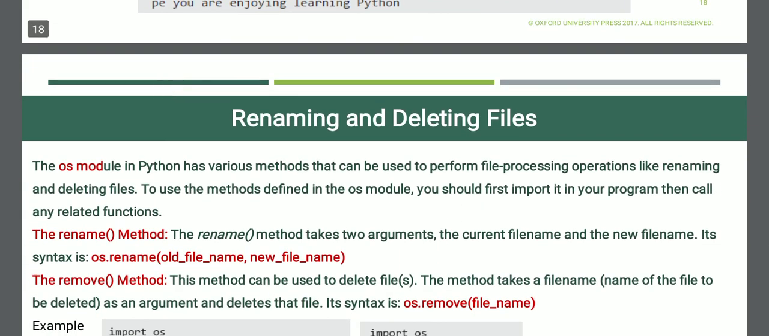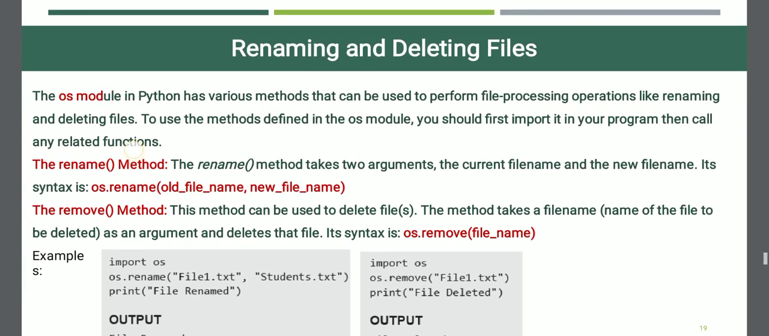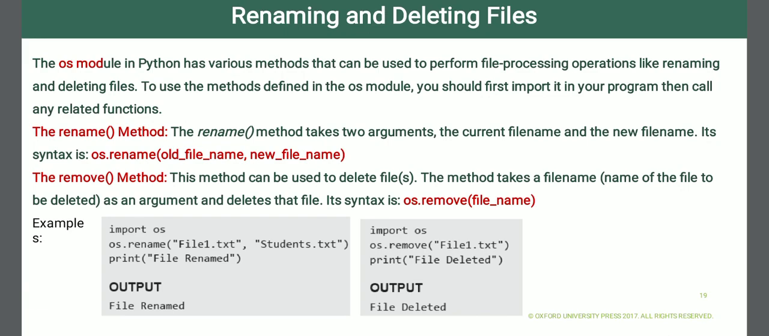Next one, renaming and deleting files. Suppose I have to rename a file or delete a file. I can do it by using a module, which is nothing but the OS module. We have already seen modules in the third unit, functions and modules. The OS module in Python has various methods that can be used to perform file operations like renaming and deleting files. To use the methods defined in the OS module, we should first import it in our program and call the related functions. Two important functions are rename and remove.